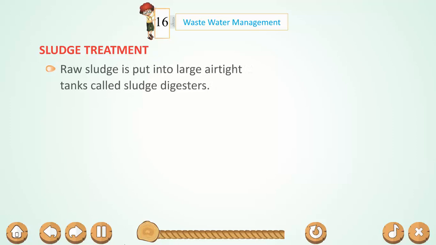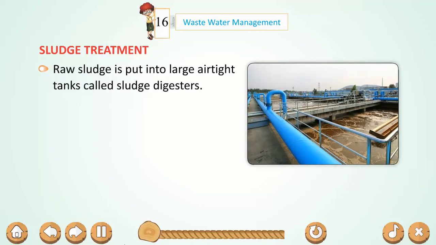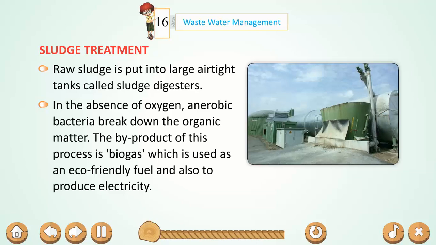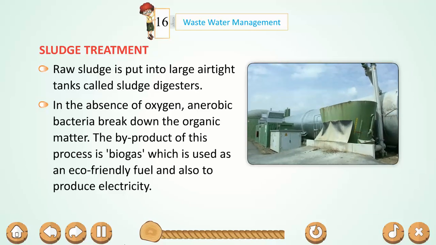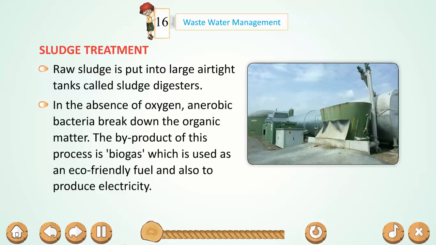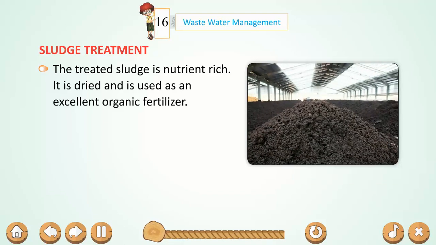Sludge treatment: raw sludge is put in airtight tanks called sludge digesters. In the absence of oxygen, anaerobic bacteria break down the organic matter. The byproduct of this process is biogas, which is used as an eco-friendly fuel and also to produce electricity. The treated sludge is nutrient-rich. It is dried and is used as an excellent organic fertilizer.